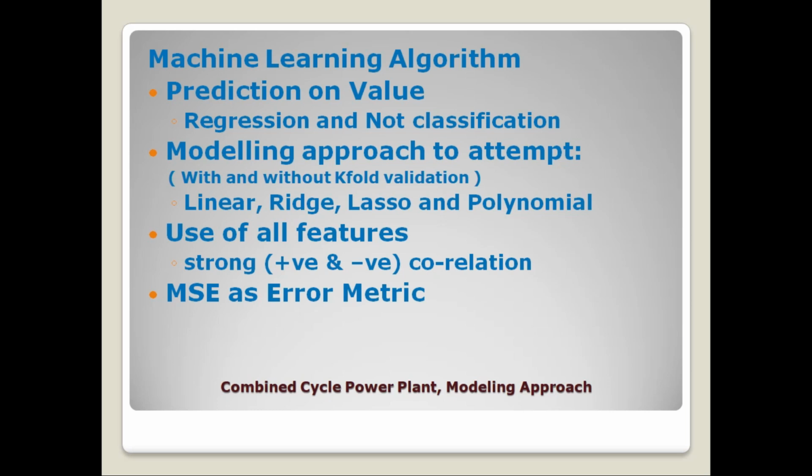Here we are going to attempt to fit models such as linear regression, ridge regression, lasso regression, and polynomial regression with and without k-fold validation, and assess which of these models fits best to our dataset. As there is a strong correlation between each of the input variables and output variable, we will use all the variables for our evaluation. The metric we are going to use is mean square error, and we will see in the next slide that there aren't too many outliers in the data for each of these values. So let's move to the next slide.